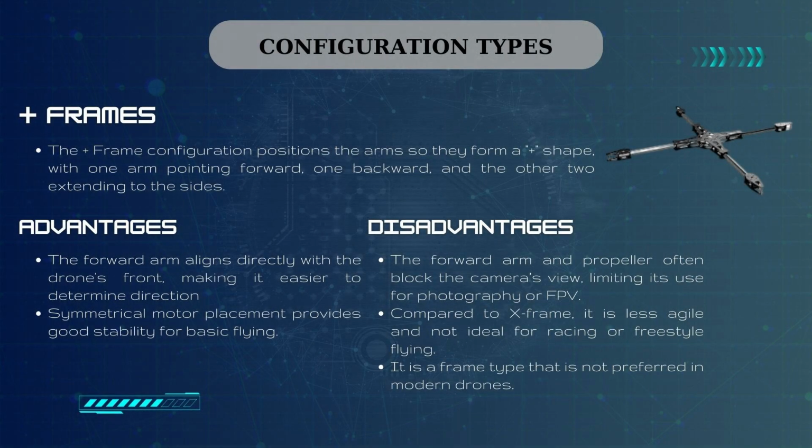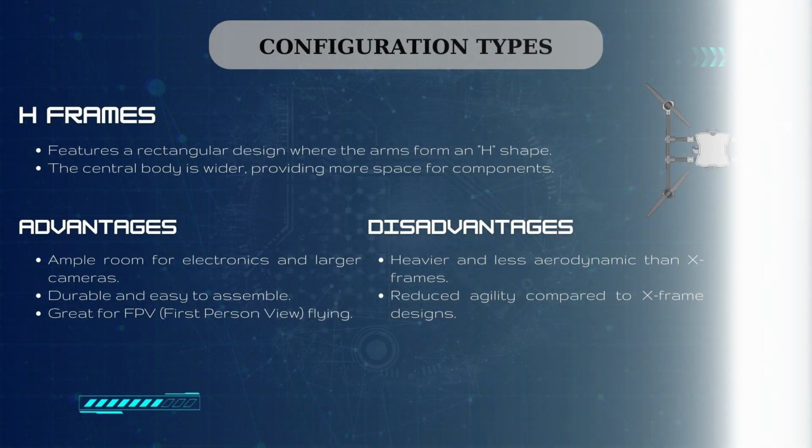Plus frame arms are designed in a similar way to a plus sign. One arm is fixed to the front, one arm is fixed to the back, and the others are fixed to the sides. Since it has one arm in front, we can determine the direction more easily during flight, and it has good stability for basic flights. Due to its structure, it cannot be used in FPV drones because there is a motor at the camera angle. It is not as agile as X-frame and is not preferred in modern drones.